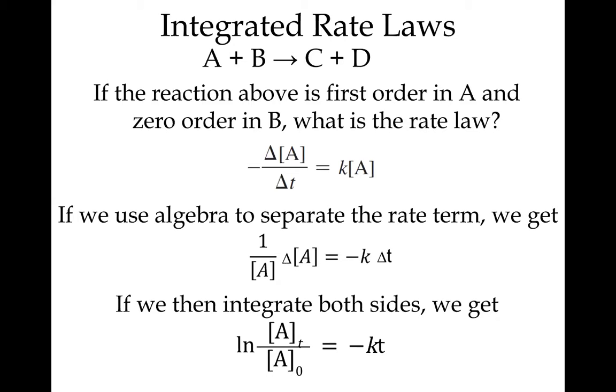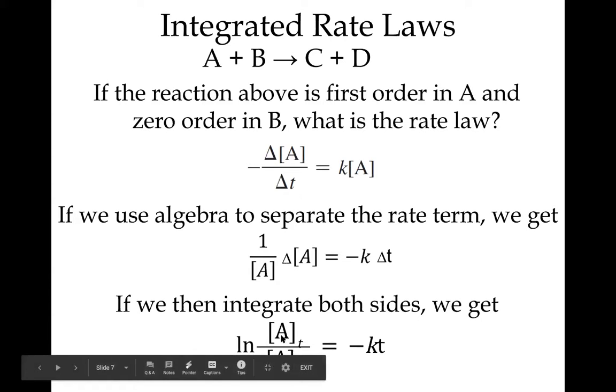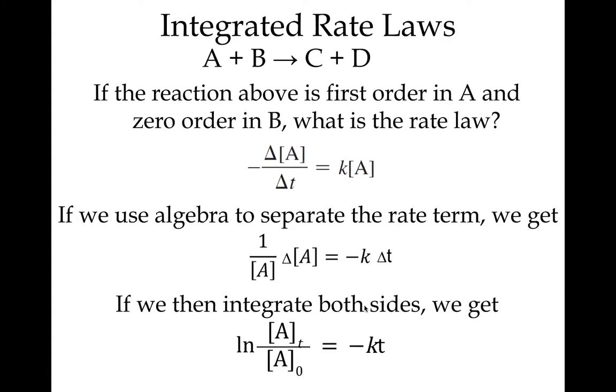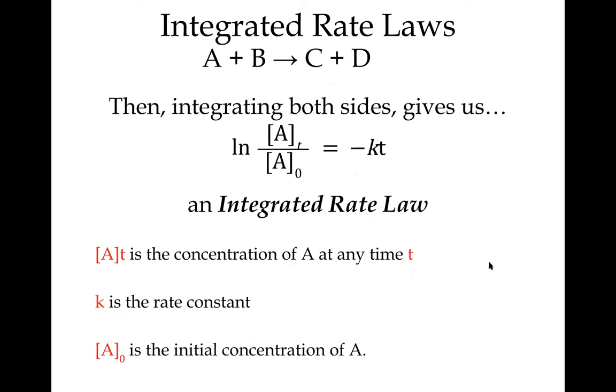And from there, we can integrate both sides of this equation and get the natural log of concentration A subscript t over concentration A0 equals negative kt. Okay, that is our integration. Okay, so we take that, we get this integrated equation, and that becomes our integrated rate law.